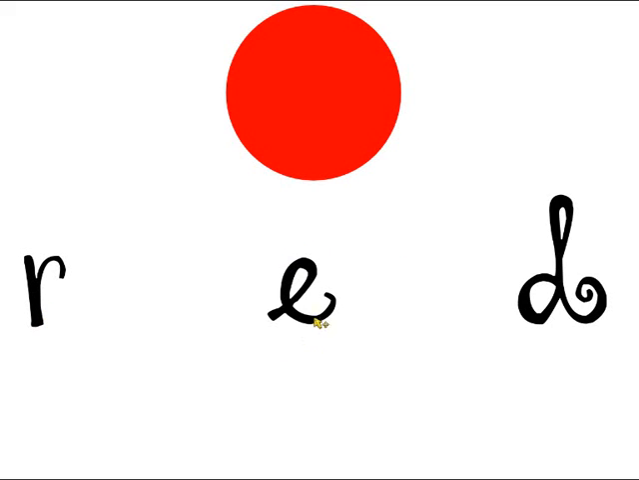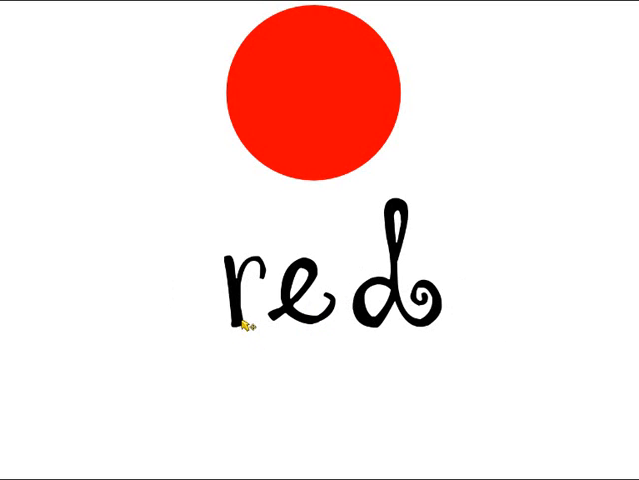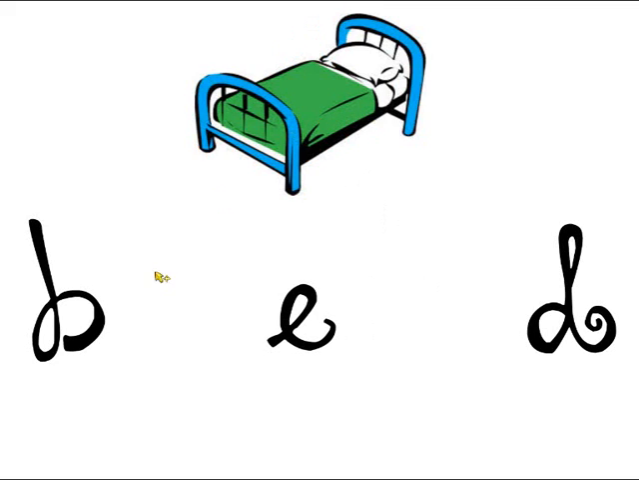Let's try with another one. R. Yes. E and D. But we say that? No, we use the sounds. R, E, D. Now, let's move them closer. R, E, D. And now, even closer. Red. Yes, red. Very good. Easy. Don't you think? Let's try with another one.